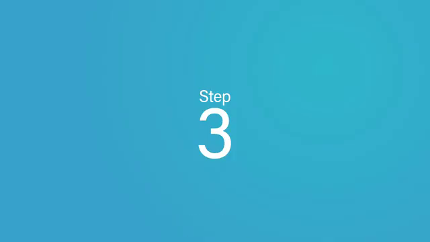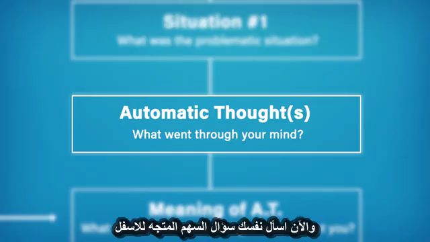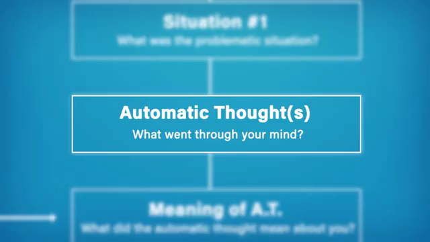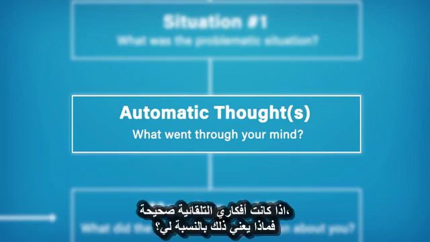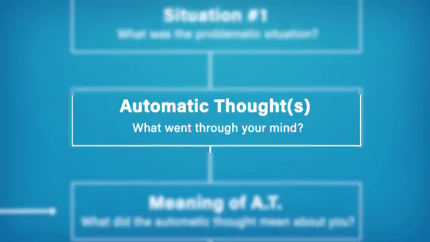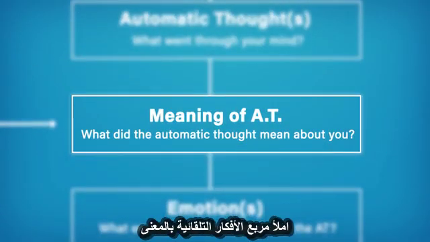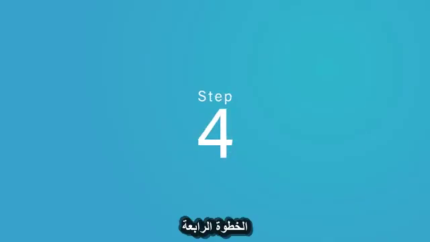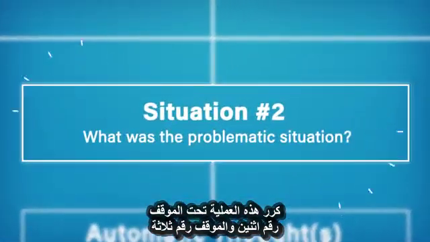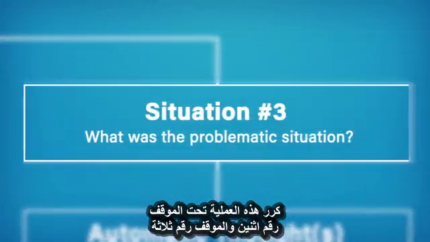Step 3. Now ask yourself the downward arrow question. If my automatic thoughts were true, what would that mean about me? Fill in the meaning of the automatic thought box. Step 4. Repeat this process under situation number 2 and situation number 3.